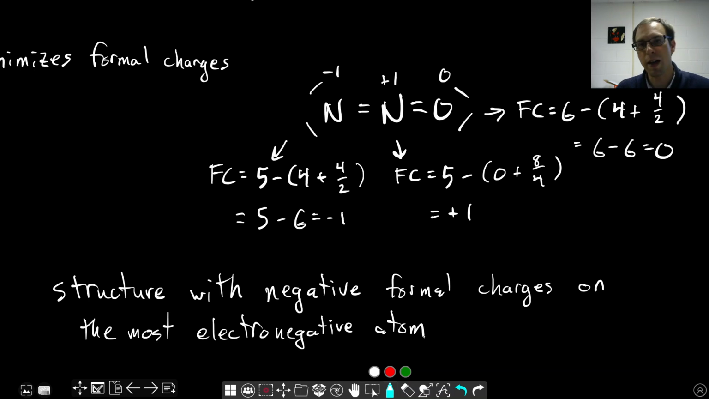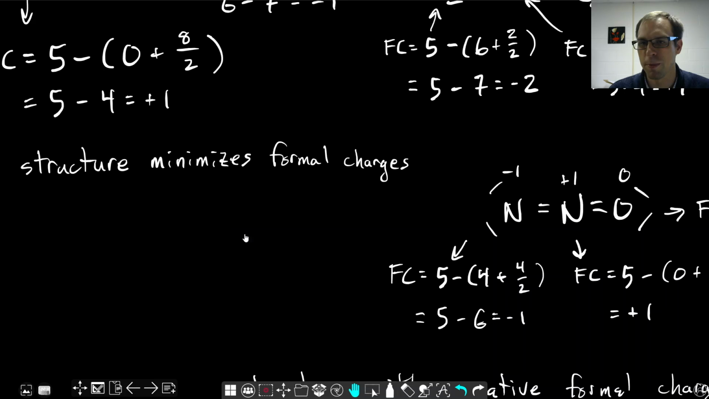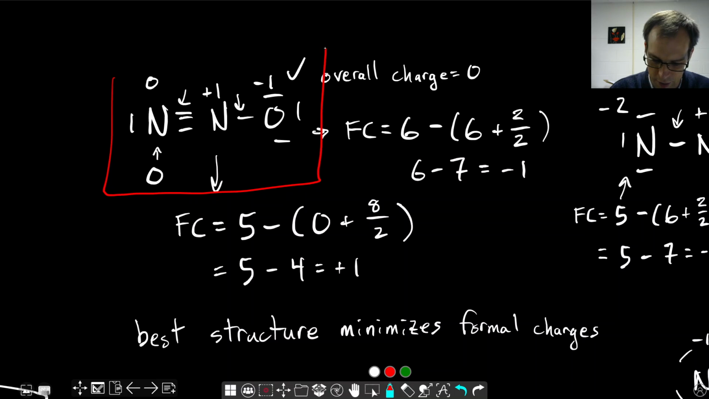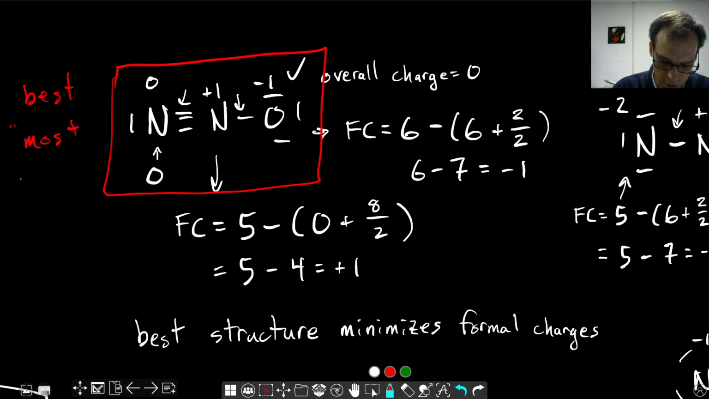So that means of these 3 structures, the best or the most important resonance structure is going to be our first one. If we come back up over here, oxygen is further to the right on the periodic table than nitrogen, so it's more electronegative. It's the second most electronegative element. It generally likes to have negative charges on it. So this structure here is our best structure, or sometimes it's also phrased as the most important structure.